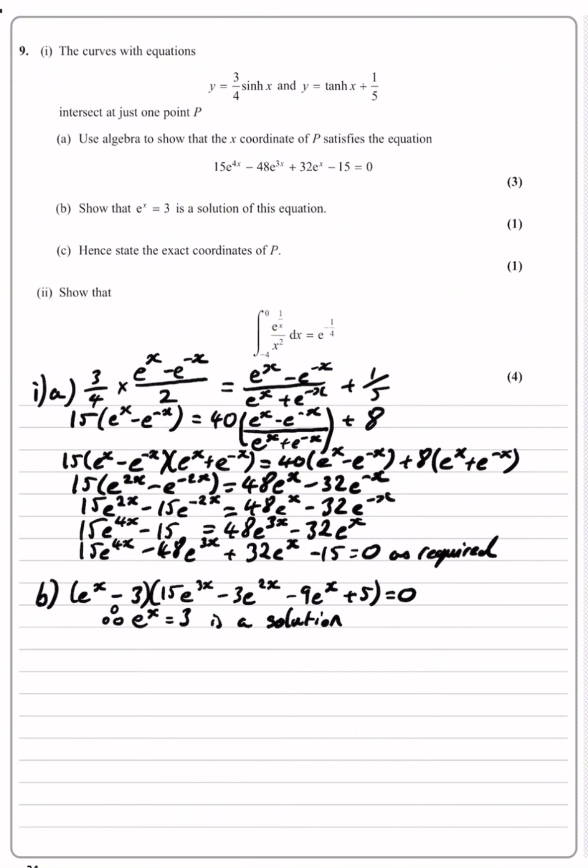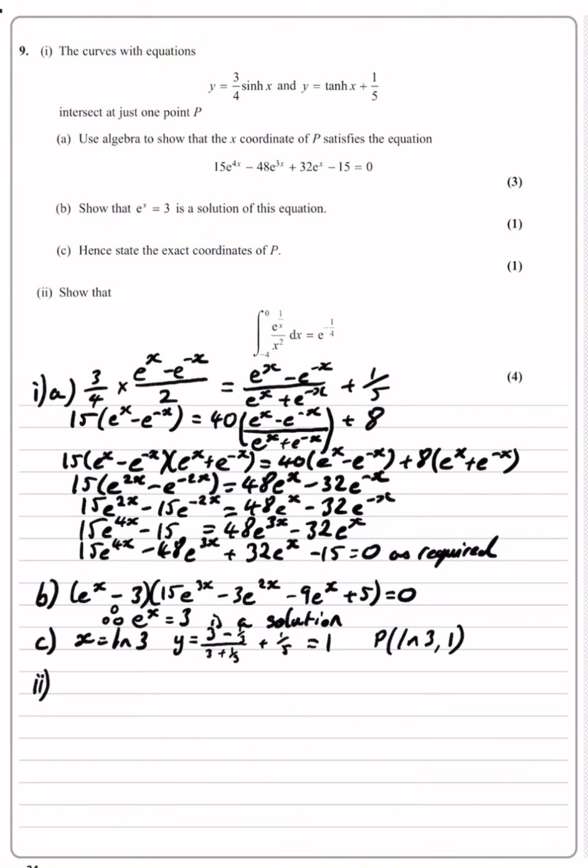For part C, if e^x = 3 is a solution, then x will be equal to the natural log of 3, x = ln 3. And we can plug ln 3 into our expression for tanh x + 1/5. So we get e^x is 3, e^-x therefore is a third. 3 minus a third over 3 plus a third, plus a fifth, is 1. So our point P is the point (ln 3, 1).